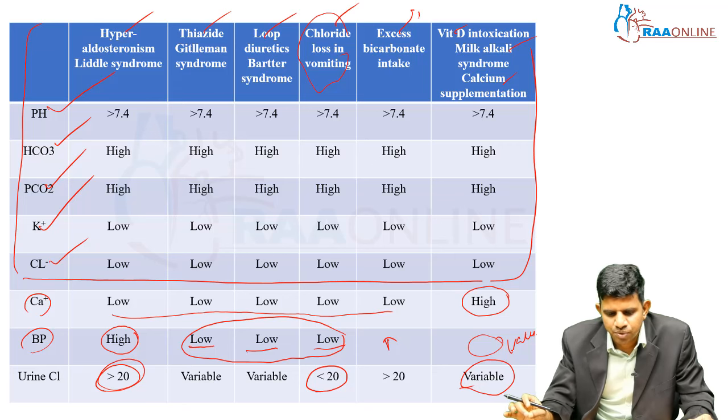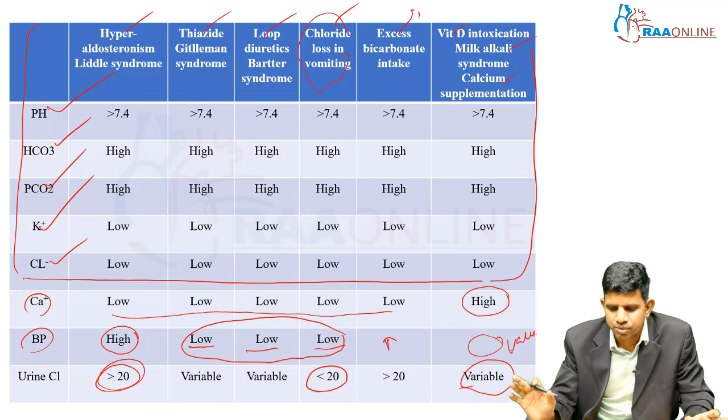There are two things that are very important. Hyperaldosteronism: urine chloride will be more than 20, and it is a chloride resistant metabolic alkalosis. In a GI cause, urine chloride will be less than 20, and it will be a chloride sensitive metabolic alkalosis. In diuretic induced metabolic alkalosis, the urine chloride will be variable.